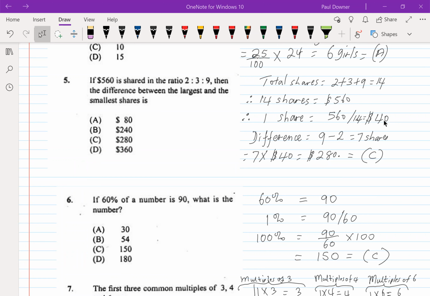Now, the difference between the largest and the smallest shares: 9 is the largest share and 2 is the smallest share. So the difference would be 9 take away 2, which is 7 shares. So that's the difference. Now, if the difference between the largest and the smallest shares is 7 shares, and each of those shares is worth $40, then the difference would be 7 times 40, which would be $280.